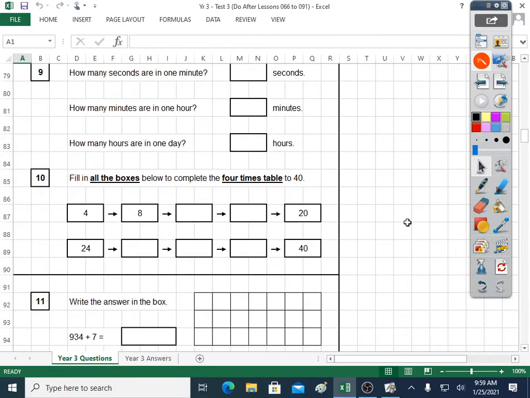How many seconds are in 1 minute? Now this is something you just have to have learned. How many seconds are in 1 minute? There's 60 seconds in 1 minute. If you don't know that, write it down now. It'll help you to remember it.